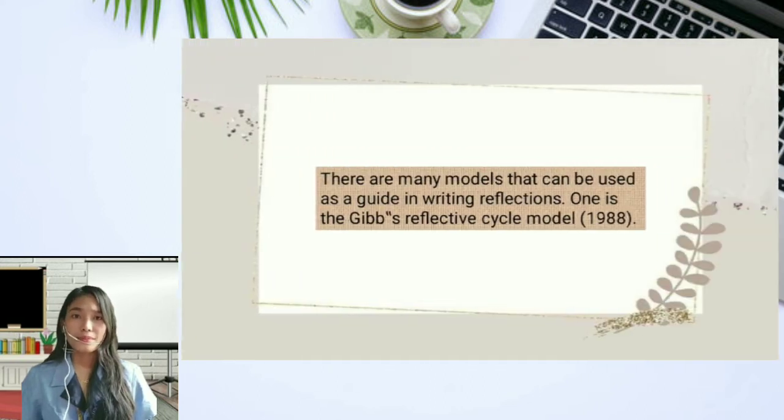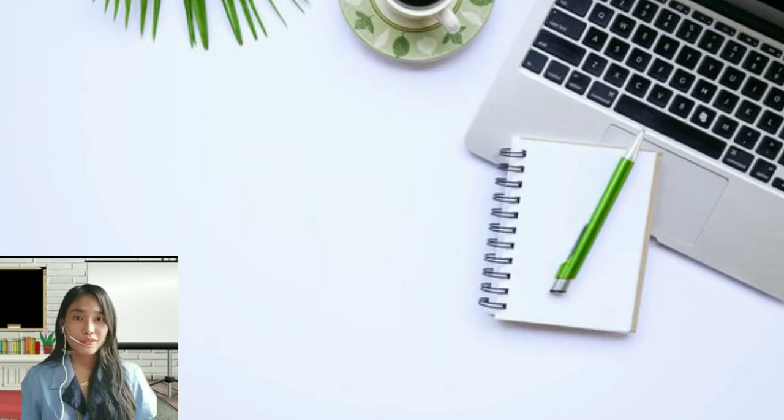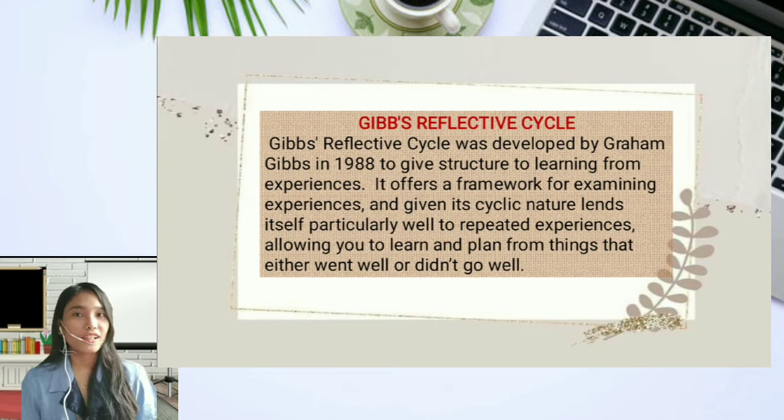Well, there are many models that can be used as a guide in writing reflections. One is the Gibbs reflective cycle model. It was theorized in 1988. Imagine, we were not even around then. The Gibbs reflective cycle was developed by Graham Gibbs in 1988 to give structure to learning from experiences.